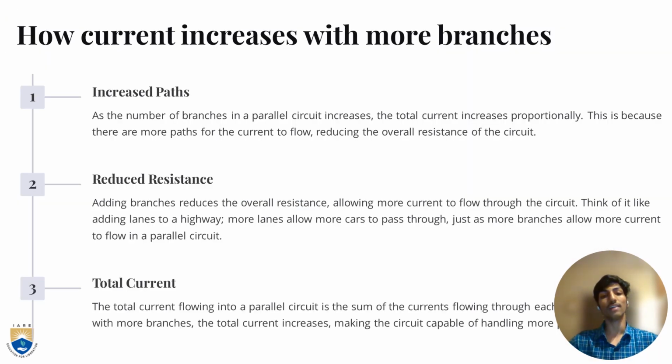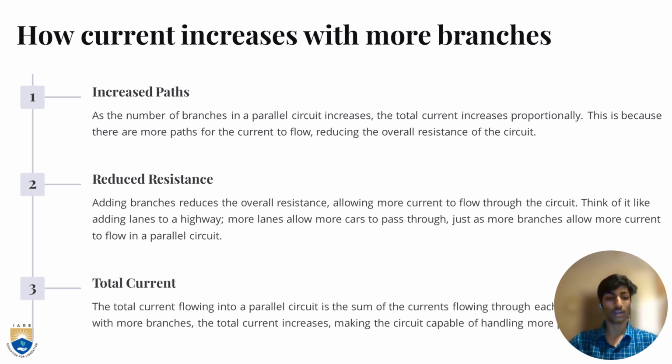So how does current increase with more branches? As the number of branches in a parallel circuit increases, the total current increases proportionally. This is because there are more paths for the current to flow, reducing the overall resistance of the circuit. Adding branches reduces the overall resistance, allowing more current to flow through the circuit.